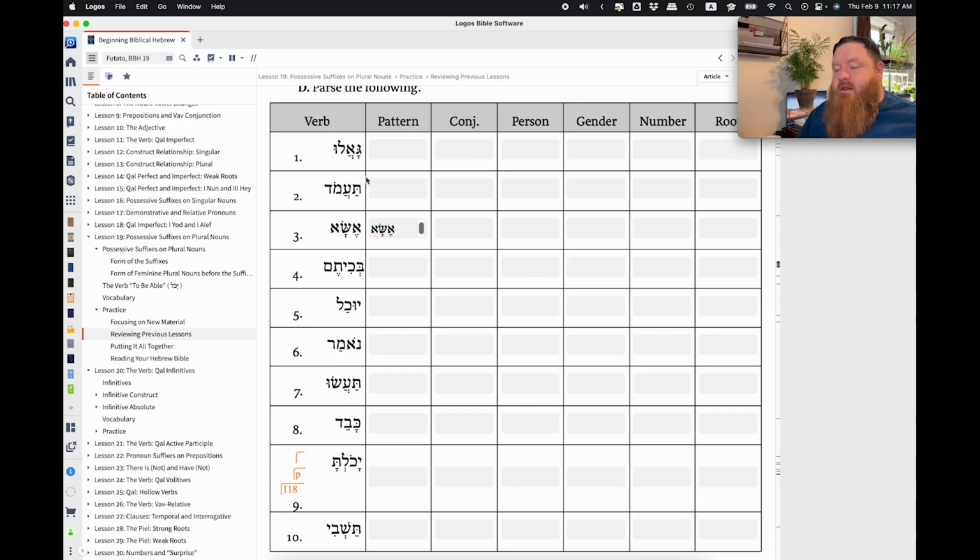So third feminine and second person, we have a tav prefix. In the singular is where we get no suffix. So this is either Cal Imperfect 3fs or 2ms of amad. Number 3, we've got essa.